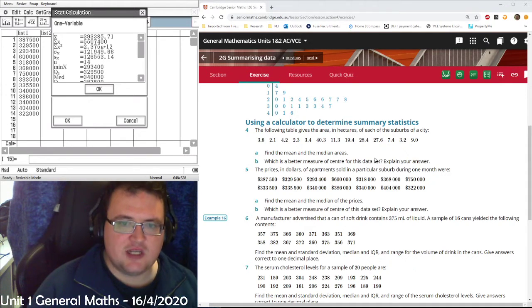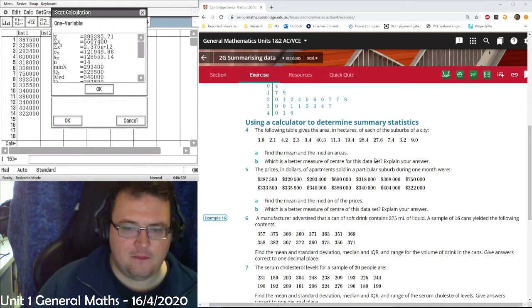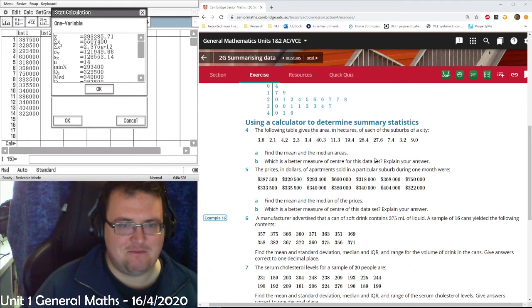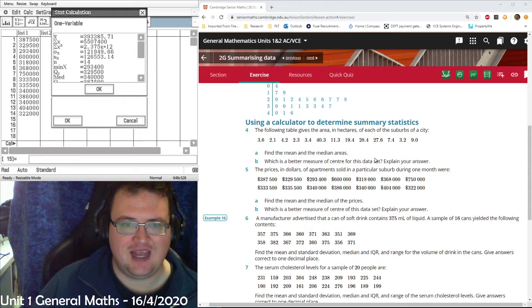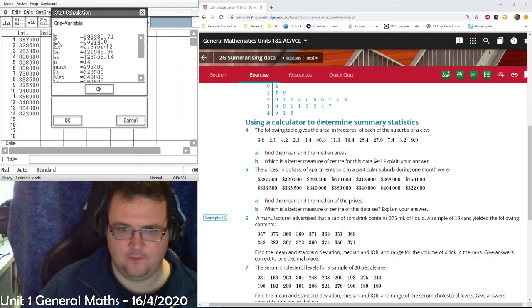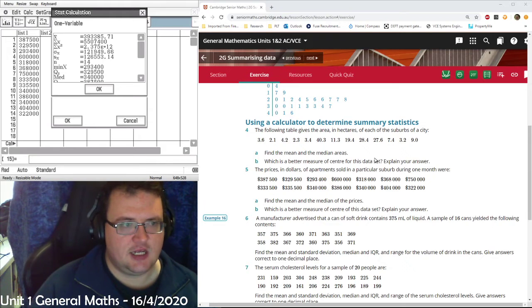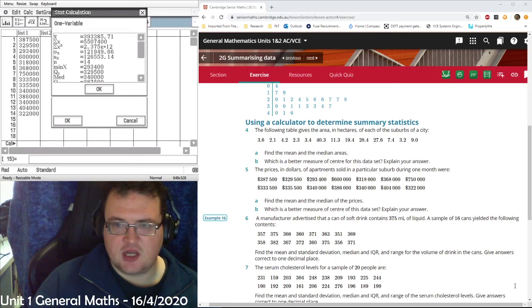All right, so question B is, what is a better measure of center for this data set? Would it be the mean or the median? Which is better to represent the middle of everything going on here? The mean or the median? All right, and the question lies in which of those numbers is more like the rest of the numbers. Because some numbers in this data set are much, much higher than the others.